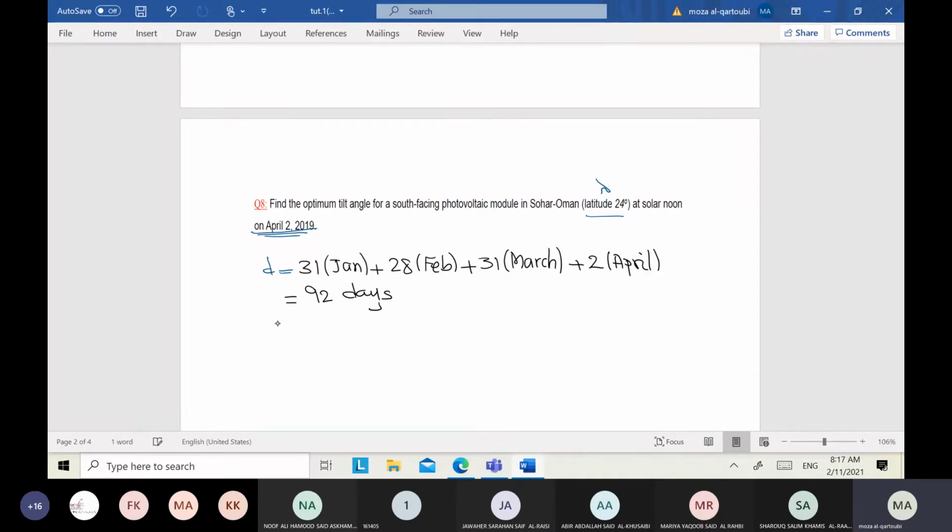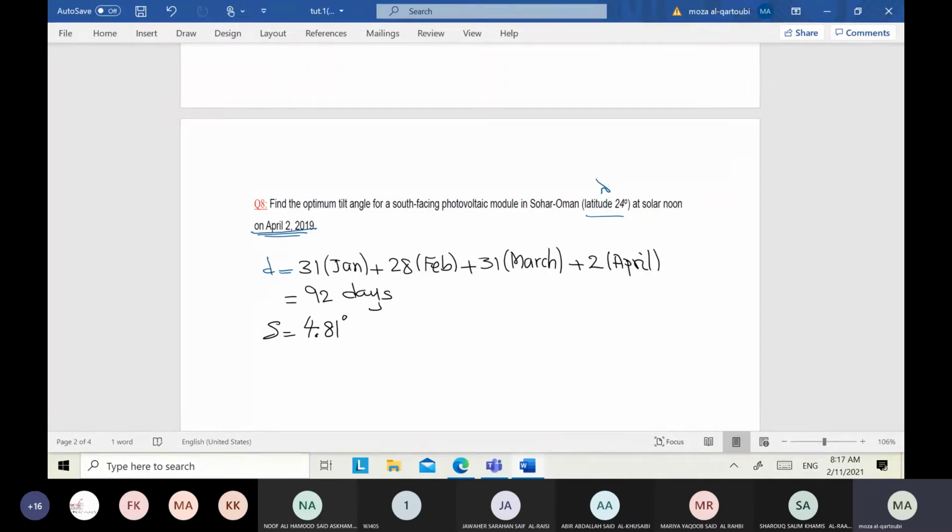Then we can find delta now. Step number 2, find delta. Delta depends only on the number of days. So it will be 23.45 sine of 360 over 365.25 times day minus 80. When we substitute, delta will be 4.81. You know the rule, so delta will be this angle.